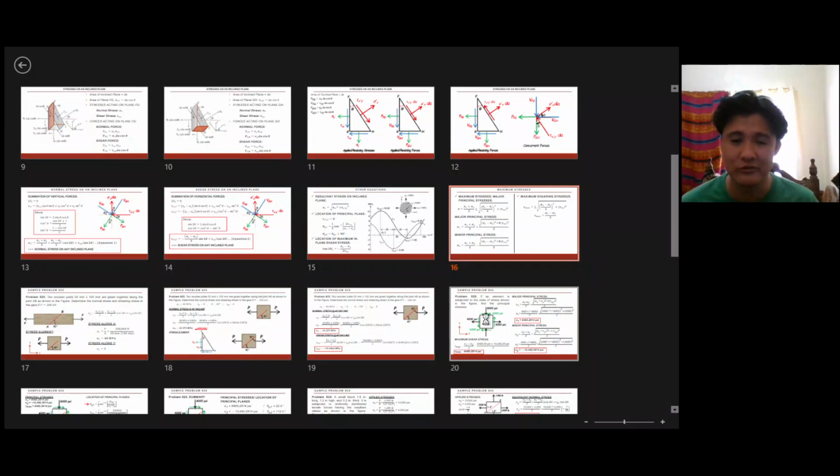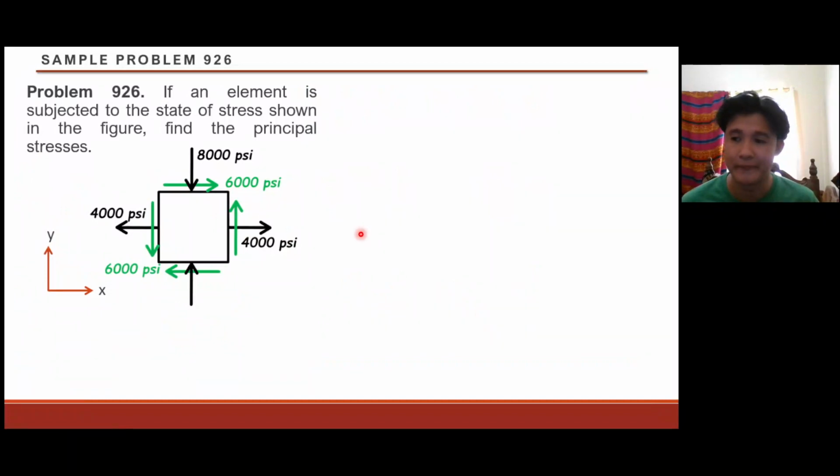Okay? So, moving forward sa ating sample problems. So we have sample problem 926. So this particular problem, medyo combined loading na siya. Kung saan meron tayong normal stress along X, meron tayong normal stress along Y, tapos meron din tayong shearing stress. Okay? So sige, proceed tayo.